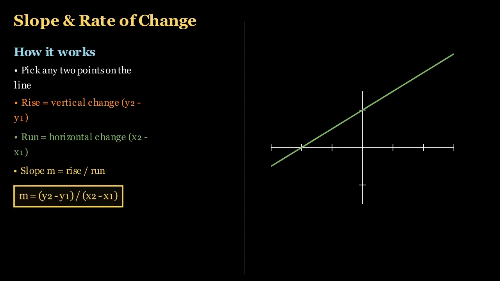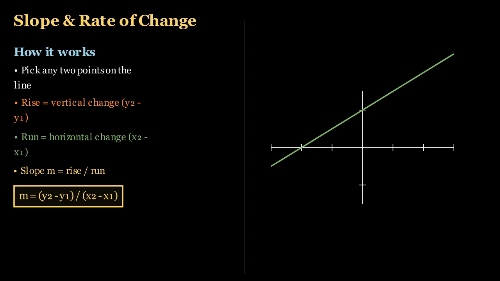If the line goes uphill left to right, the rise is positive and the slope is positive. If it goes downhill, the rise is negative and the slope is negative. A flat horizontal line has 0 rise, so its slope is 0.